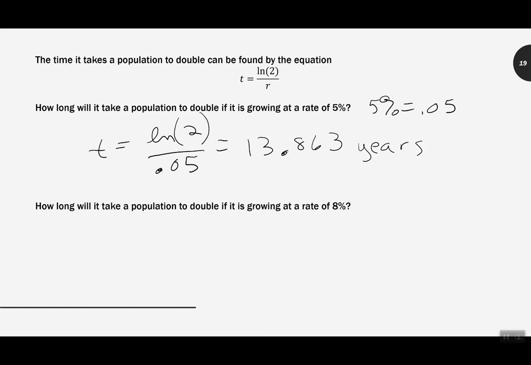Let's just change the rate here. Let's say, well, how long is it going to take a population to double if the doubling time, or the rate, is 0.08. So we have this rate of growth of 8% a year. We're going to say, how long does it take to double? So this is natural log of 2 divided by 0.08, and this says 8.664 years.